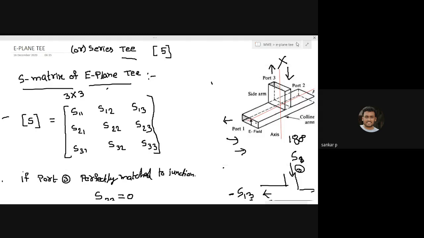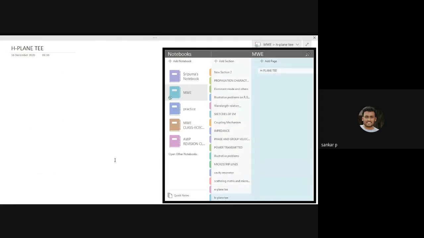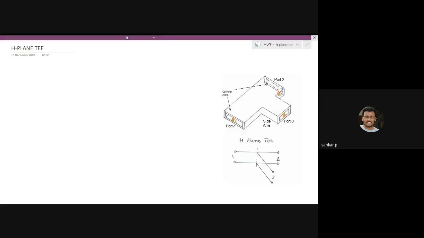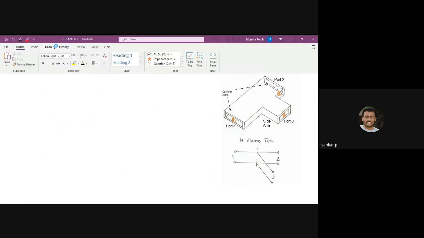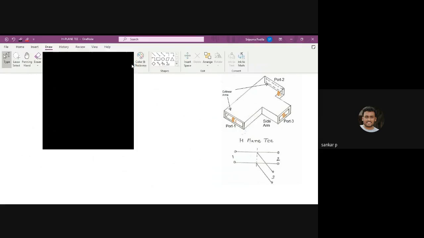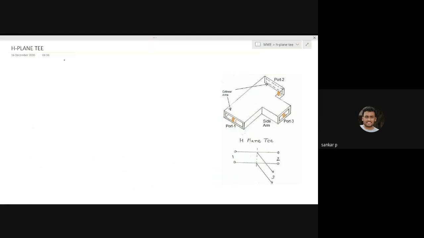Now we are going to discuss the H-plane T. Today's topic is the H-plane T. The other name for the H-plane T is shunt T. We are calling it a shunt T. I think you got the point why we are calling them T junctions, because they look like the English alphabet T. That's why they are called T junctions.